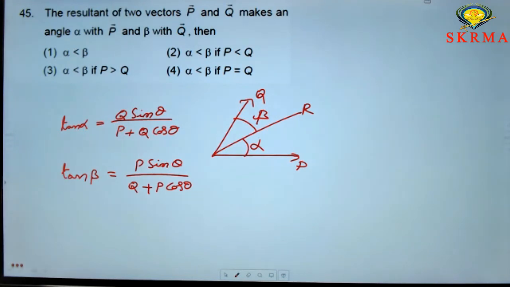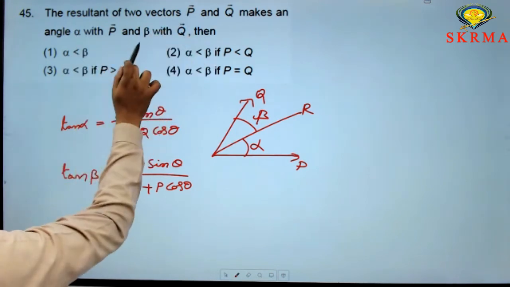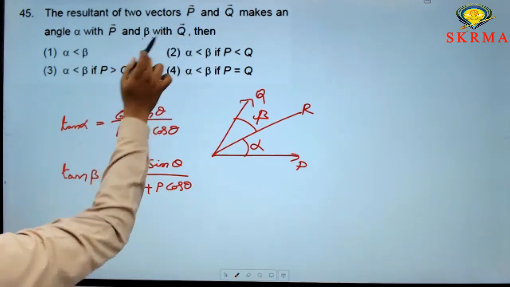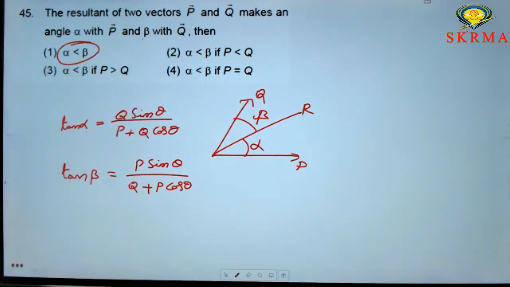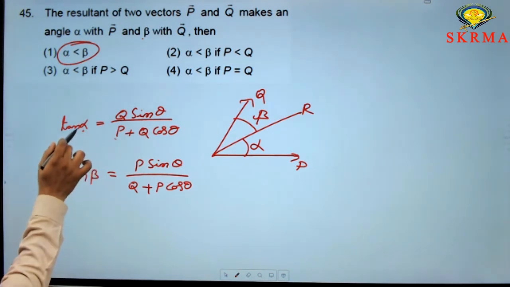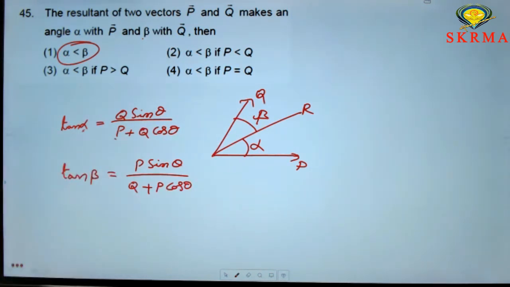Now, check the options. P and Q make angles alpha and beta with the horizontal. Among these four options, what is the common condition? Alpha is less than beta. If alpha is less than beta, which one is more? Alpha is less compared to beta. So alpha is inversely proportional to P. If alpha is less, then P is more. So the third option.